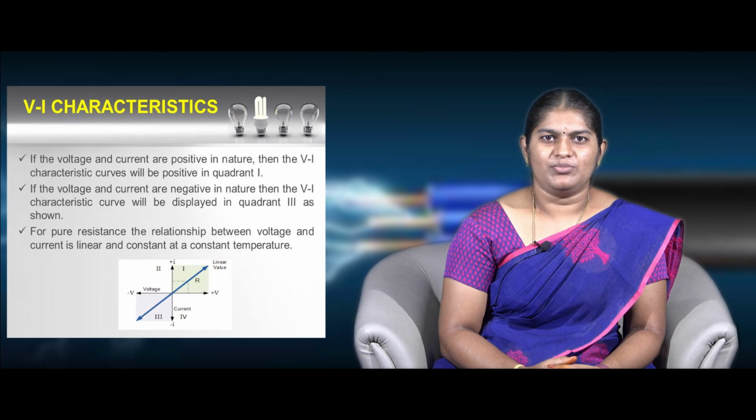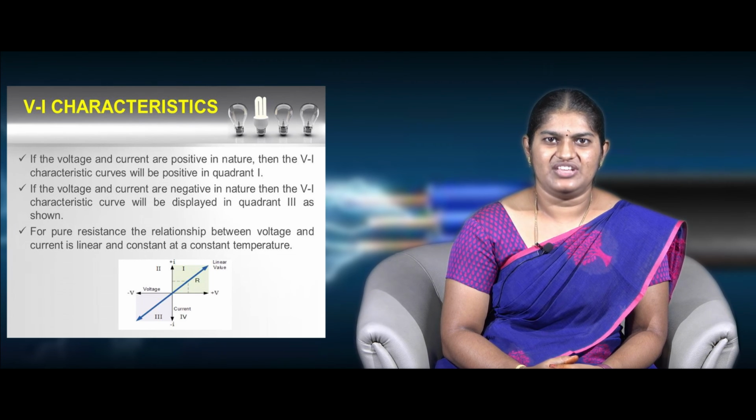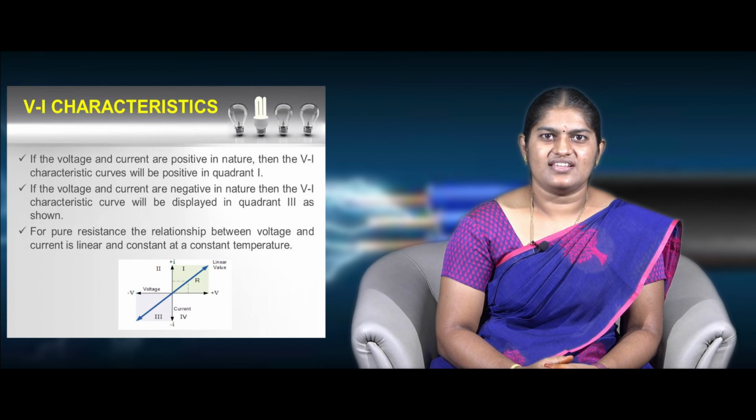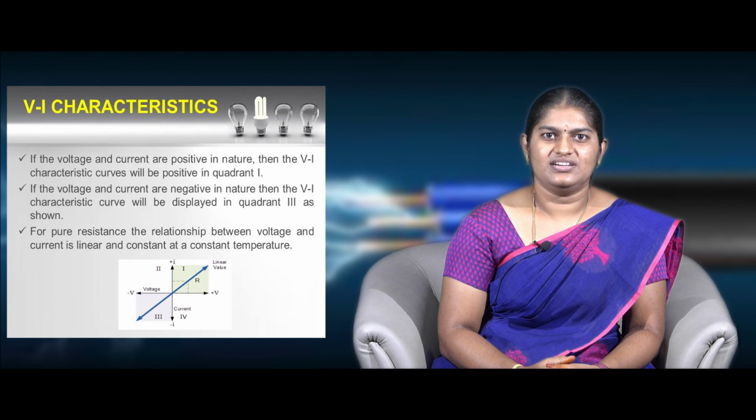Next we are going to discuss VI characteristic. If voltage and current are positive in nature, then the VI characteristic curve will be in the first quadrant. If voltage and current are negative in nature, then the VI characteristic is in the third quadrant. For a purely resistive element, the relationship between voltage and current is linear and constant at constant temperature.